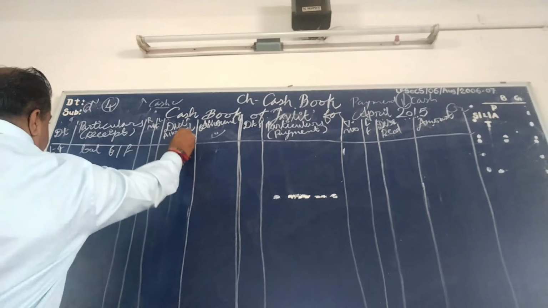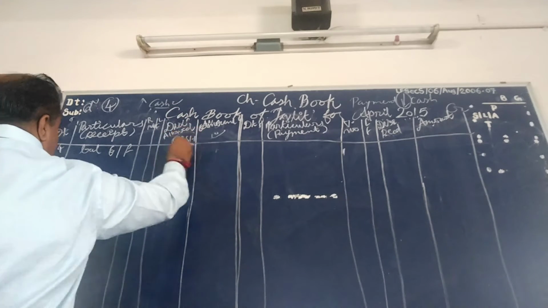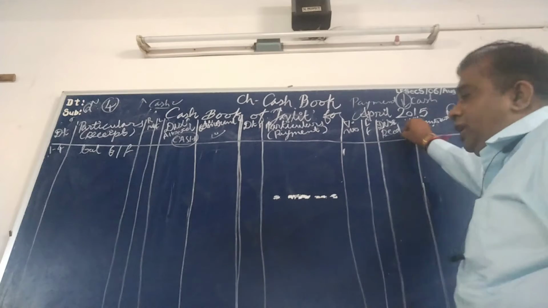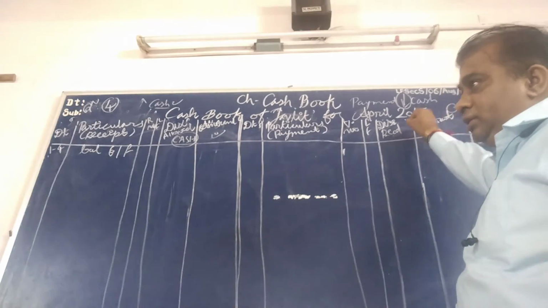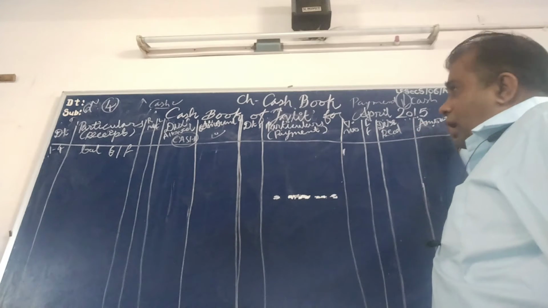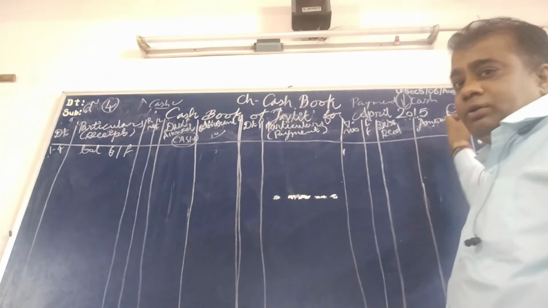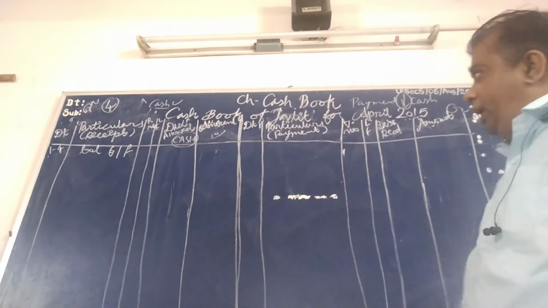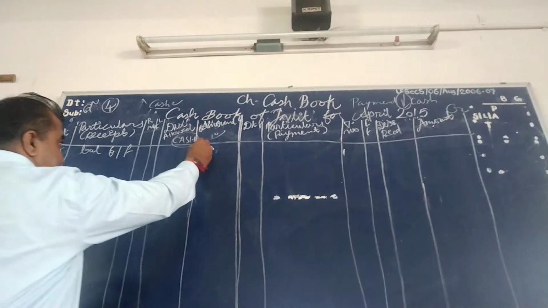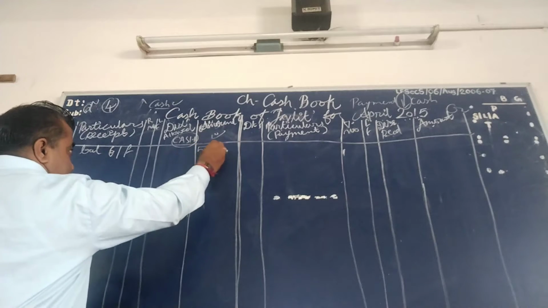But we write here only the cash discount; we will not write the trade discount. Okay. Here on the credit side, if we receive a discount from the supplier, then we write it in the discount received column, and the amount which we give to the party. Okay. So let's start. First April opening cash balance is 5,500. So we write here opening balance 5,500.